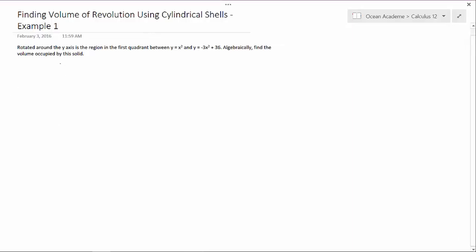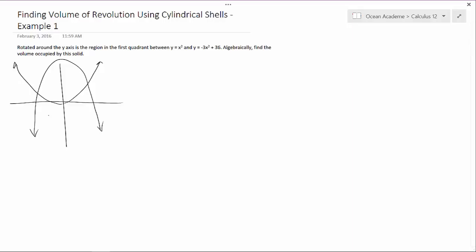First, let's draw our graph. So y equals x squared would look like that, and our other line would look like this, roughly.